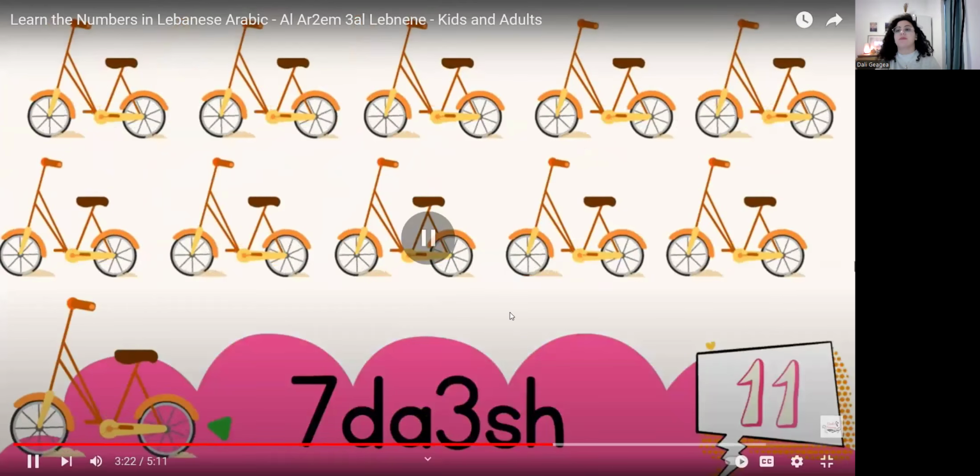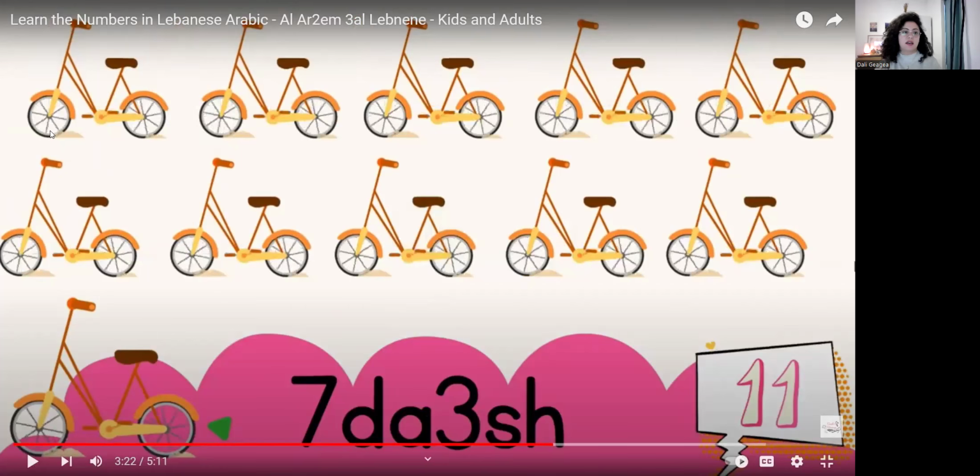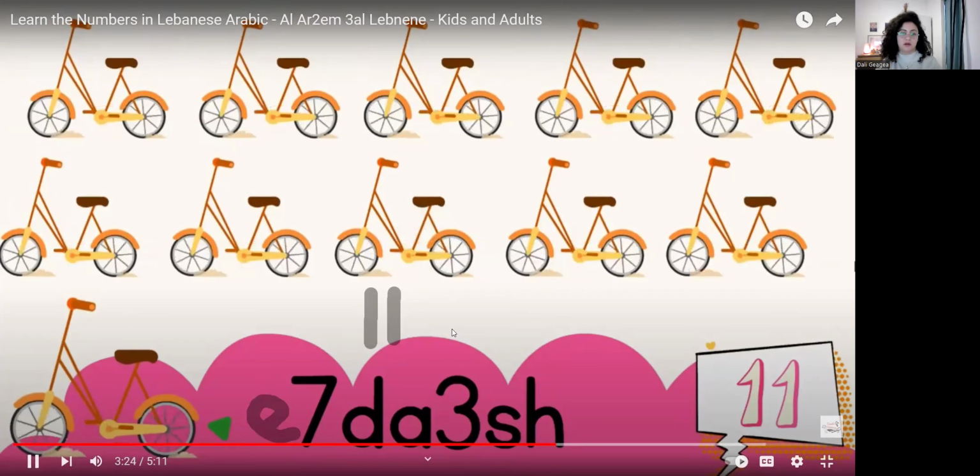11. So 11 is... If it's easier, you can add E. 11 بسيكلات.